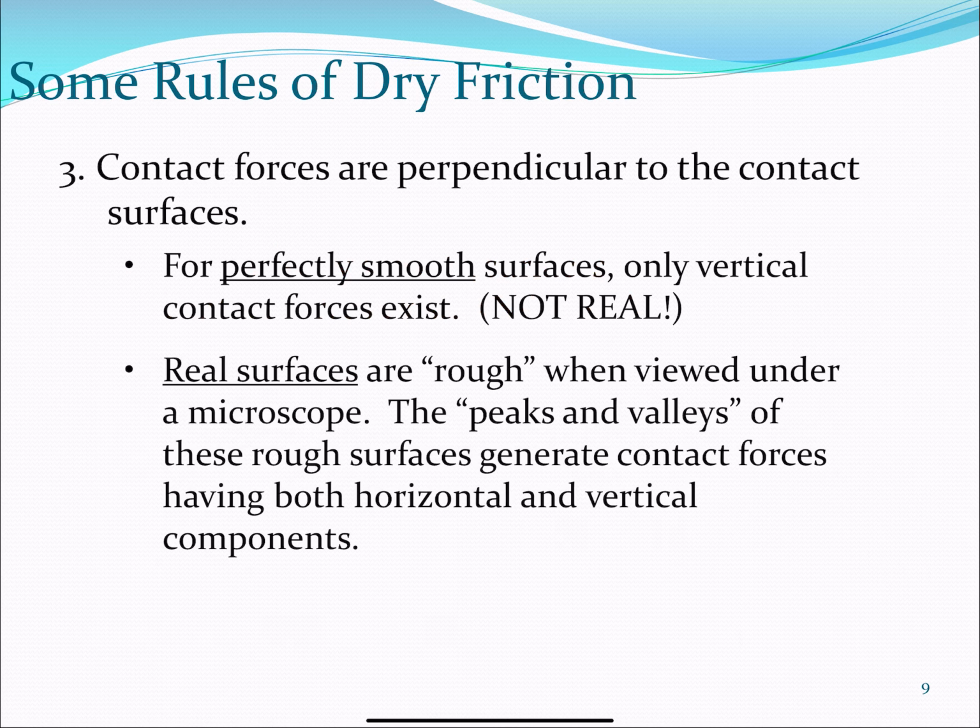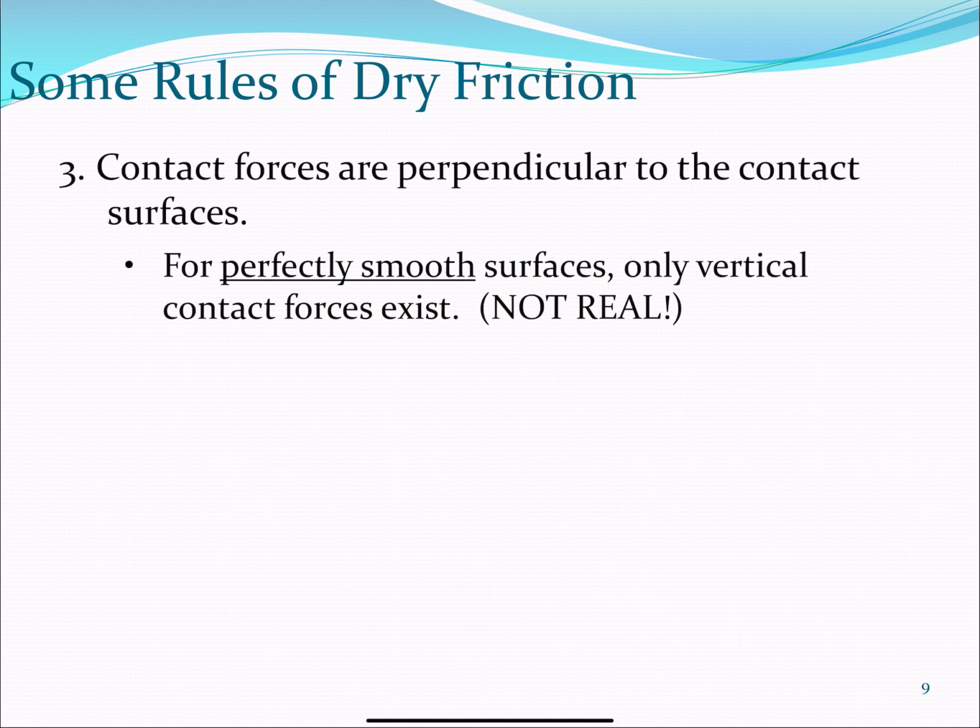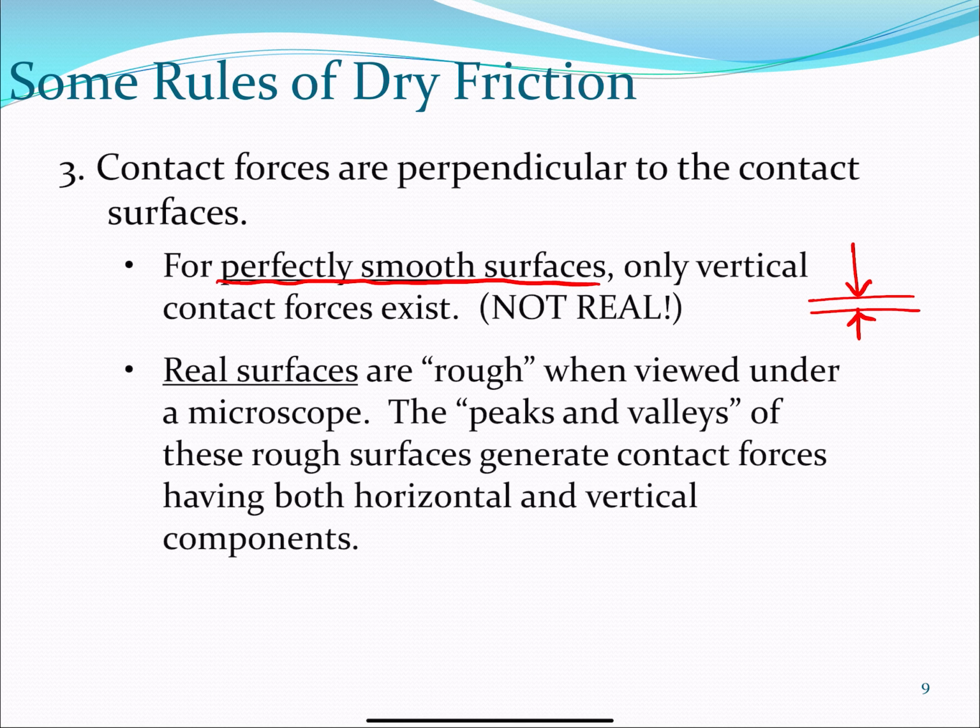Now, for a perfectly smooth surface, only the vertical contact forces exist. If things were perfectly smooth, the contact would only produce vertical components. Now, real surfaces are rough when viewed through a microscope, so the general contact forces generate horizontal and vertical components. This is what a real contact point will do. It will have two components.